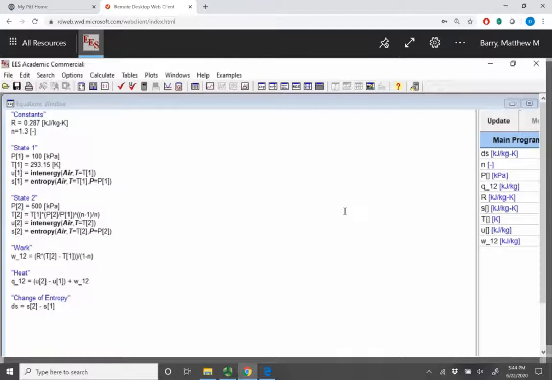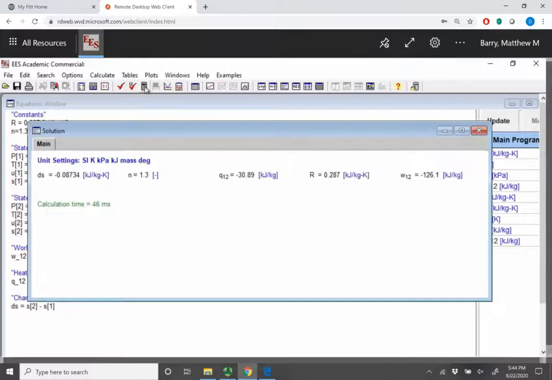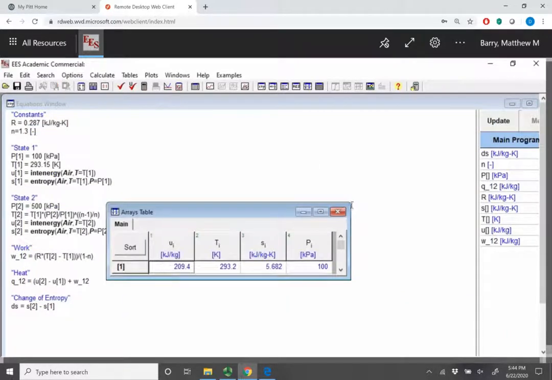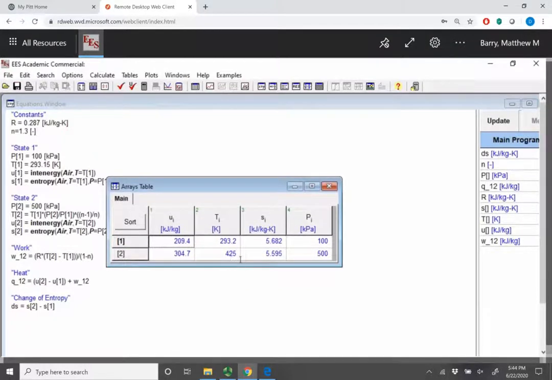We know 1.3 is not equal to 1.4, therefore this process is not isentropic and we expect a change of entropy. When we do our calculations, we see our work supplied going from state 1 to state 2 is minus 126.1 kJ per kg. That is, we have work into our system. Our heat input is minus 30.89 kJ per kg. That is, we are rejecting heat. And our change of entropy is minus 0.08734 kJ per kgK. That is, we have a decrease of entropy within our system. Now, if we look at our state variables, we can see that during this process, our temperature has increased to 425 Kelvin during this compression process.